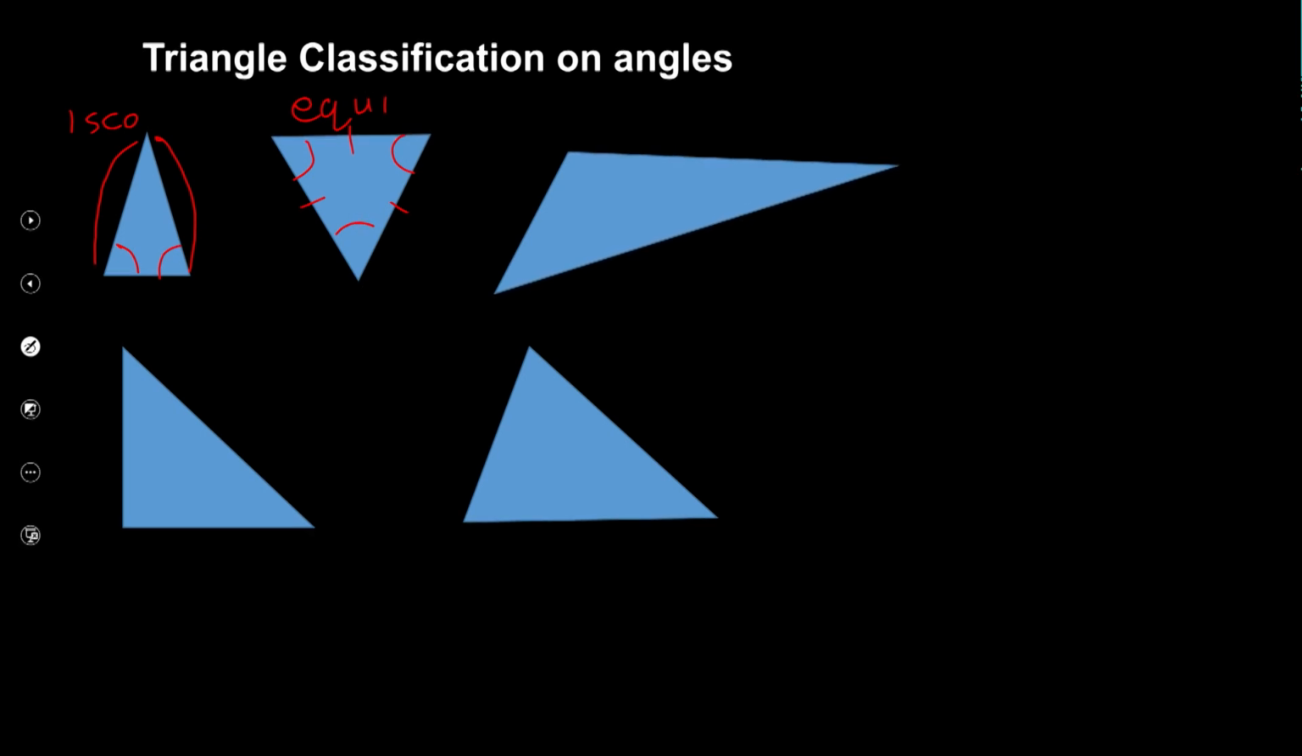Now here you can see that I at least have one obtuse angle. This here is an obtuse angle in this particular triangle. So as a result, I will call this an obtuse angled triangle.